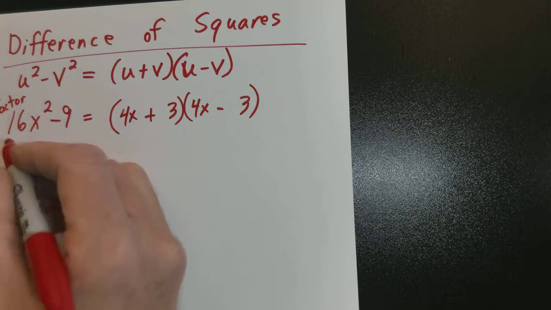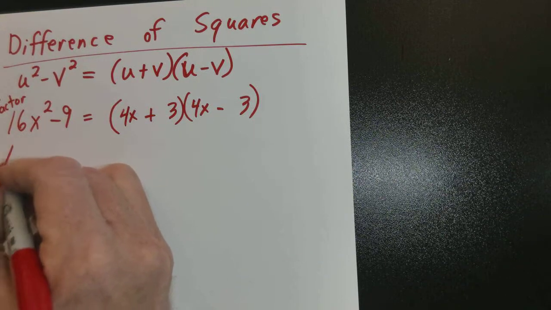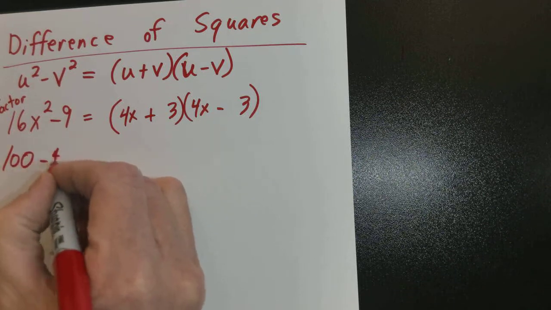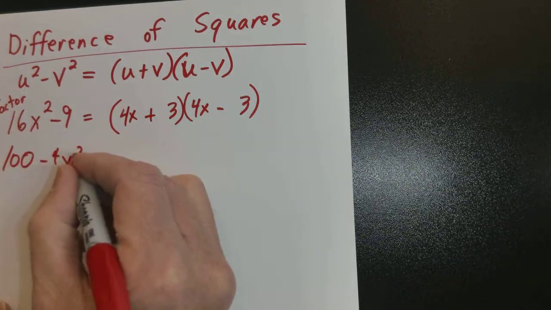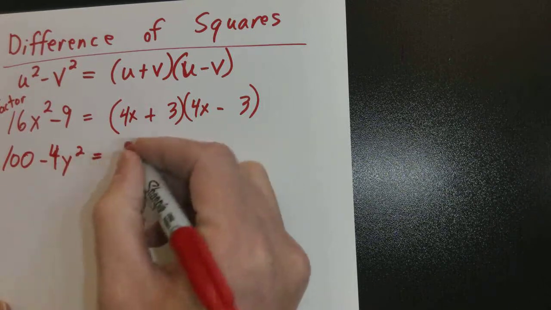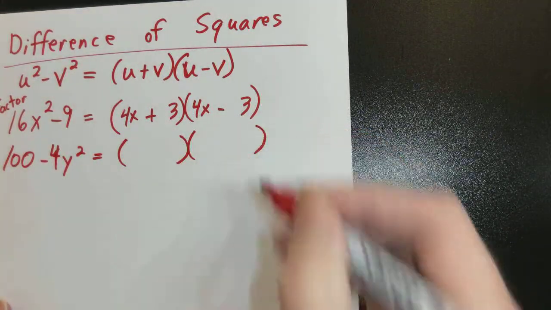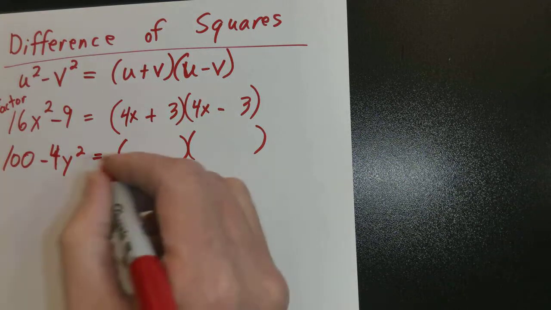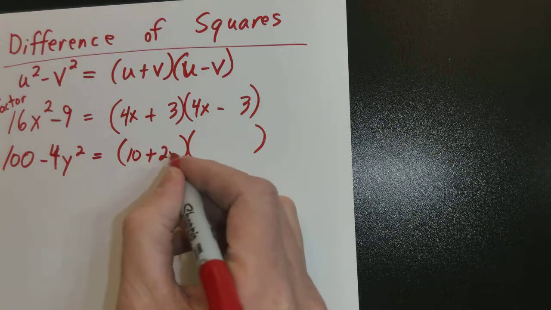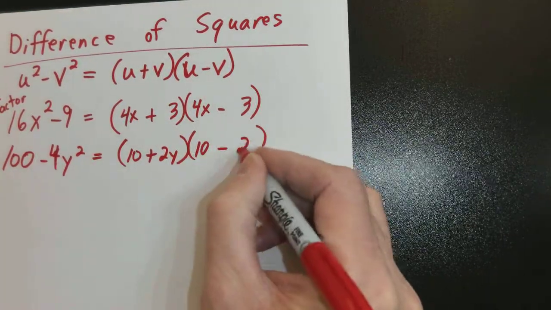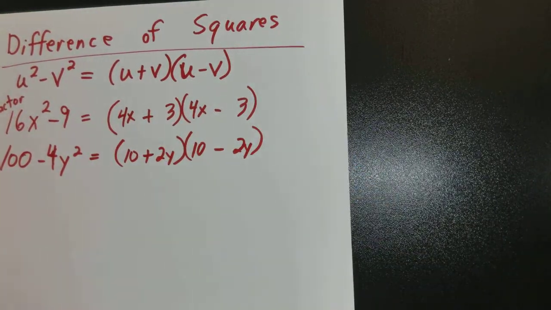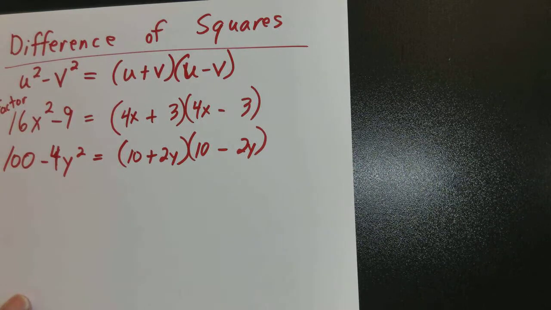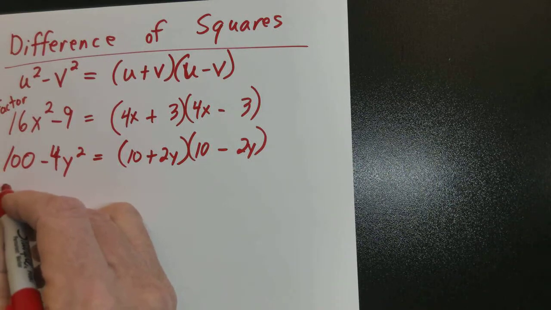All right, let's try 100 minus 4y squared. Want to tell me what you think this one is? Owen. 10 plus 2y times 10 minus 2y. Okay, very good. All right, that's good.